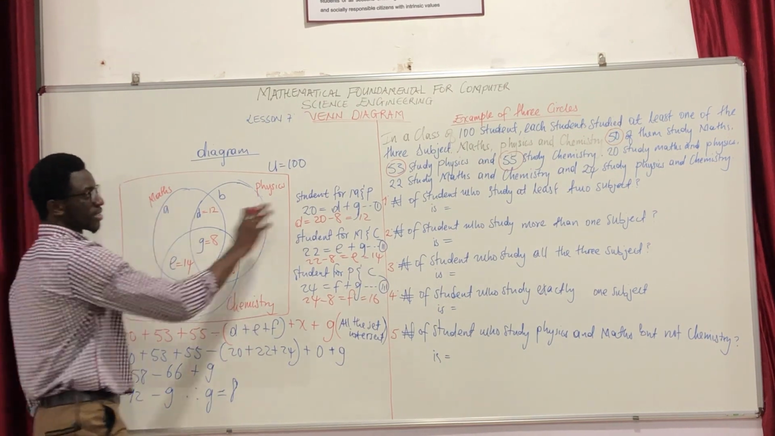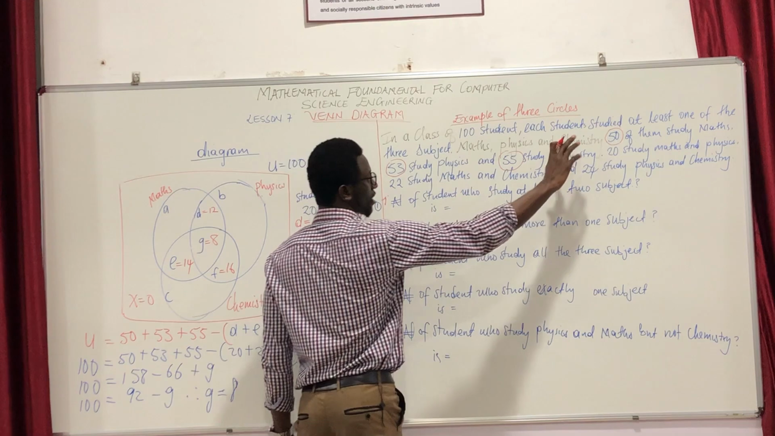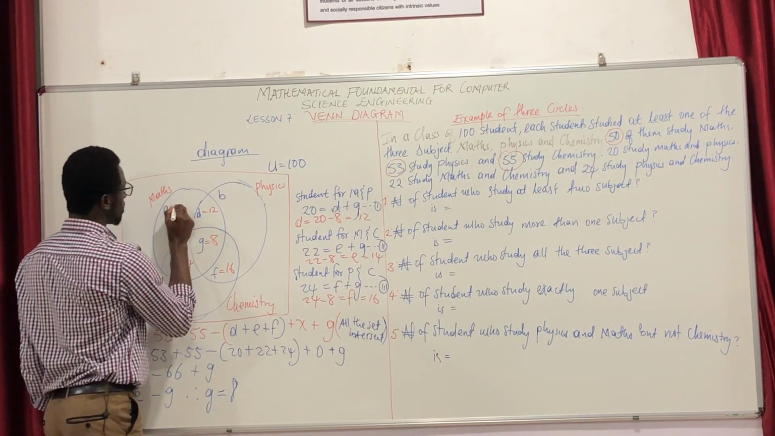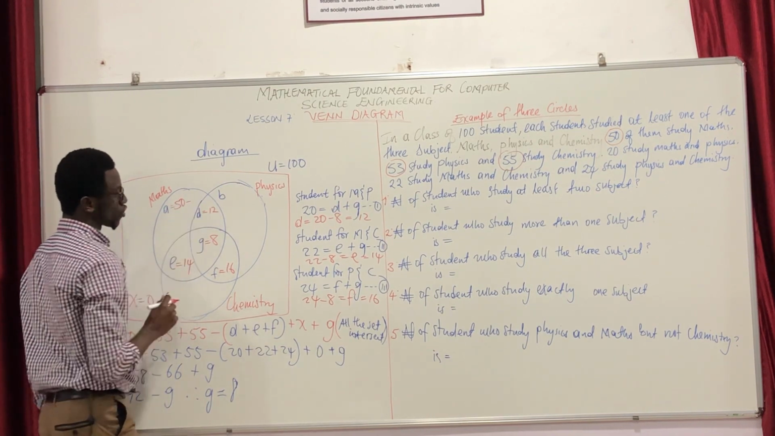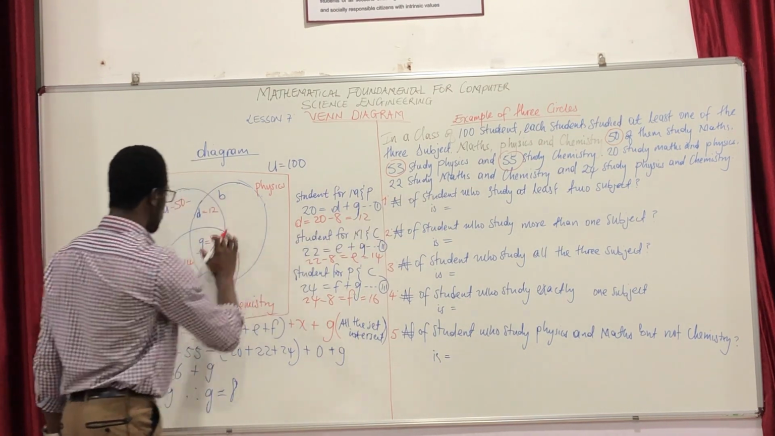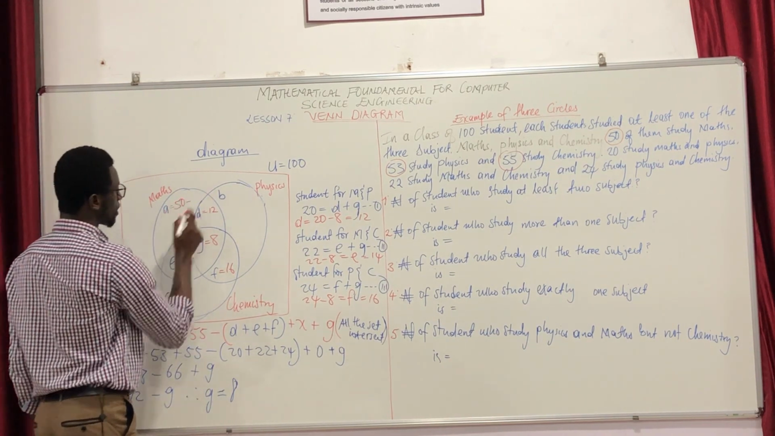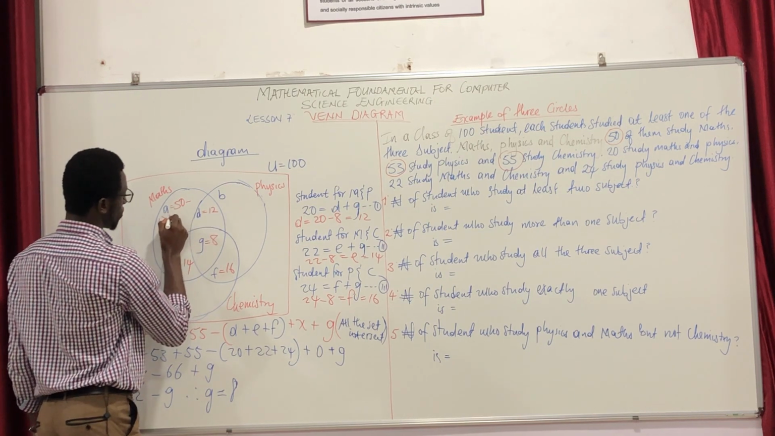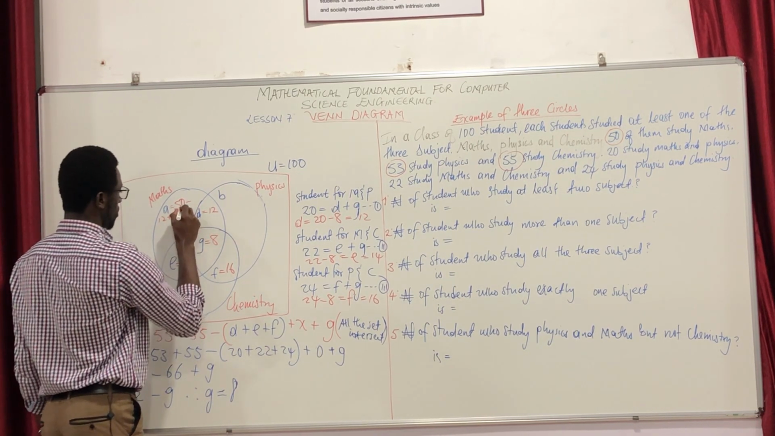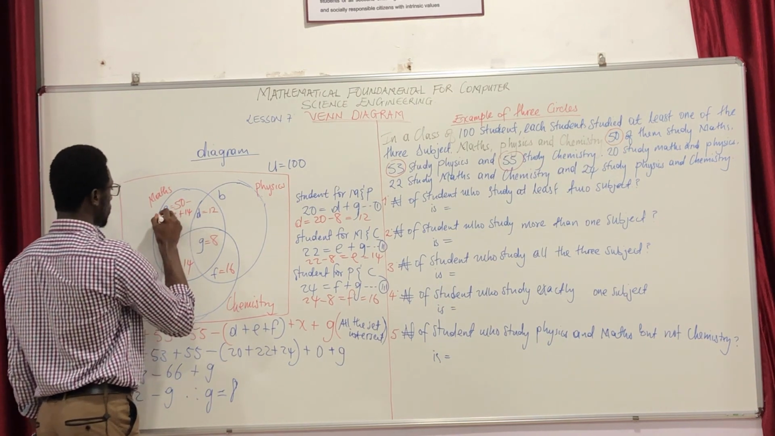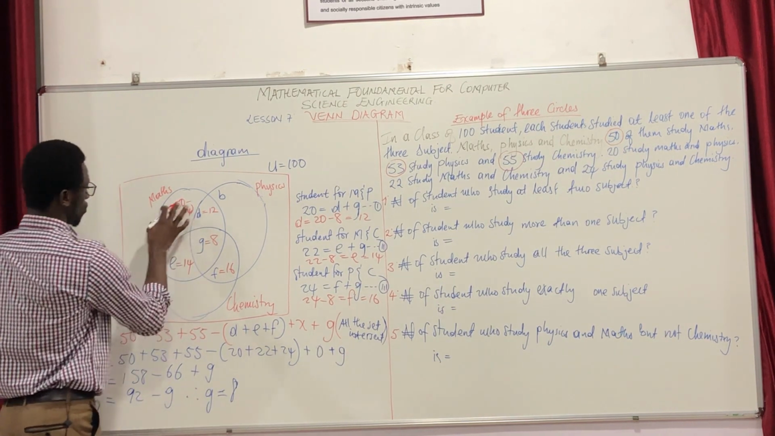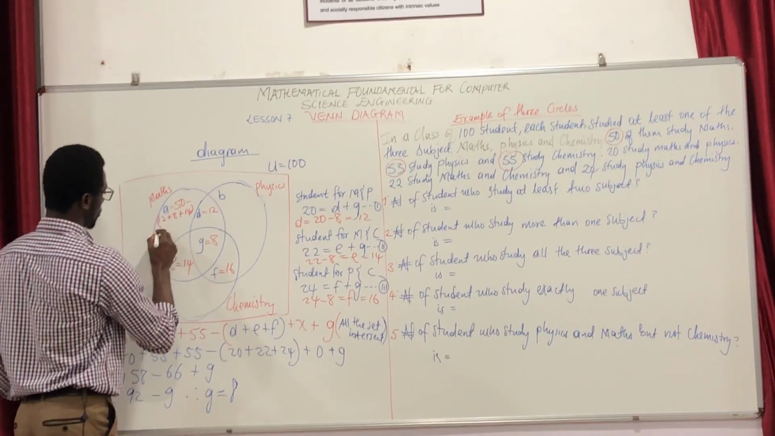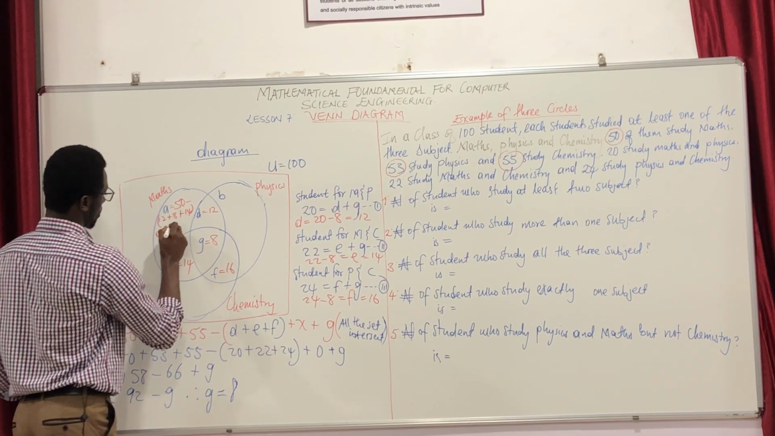So here for maths, from the problem, the number of students that study only maths is 50 here. So now we say A is equal to 50. We subtract the number of students that study these remaining parts, okay? So 50 minus 12 plus 8 plus 14. So here now, this is 50 minus the total. So A is 50.